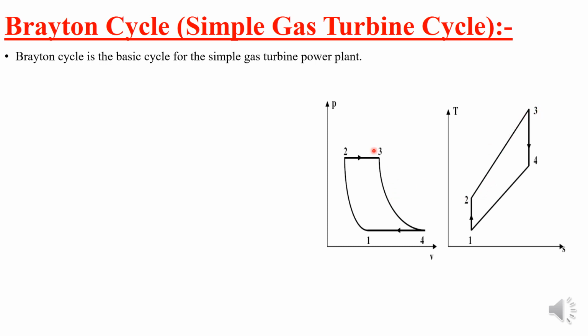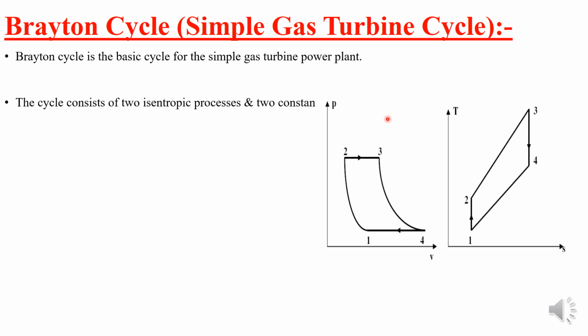Next, 3 to 4 is again isentropic. In the PV diagram it looks like this, and it is expansion, so pressure will be decreasing and temperature decreases. Since it is an isentropic process, in the TS diagram it is a straight line. Next, 4 to 1 is the heat rejection process at constant pressure. In the PV diagram it is horizontal, and in the TS diagram it looks like this. So these are the four basic processes of the Brayton cycle.